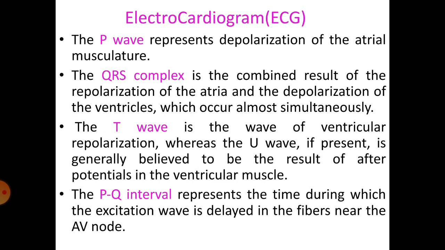The P wave represents depolarization of the atrial muscle. The QRS complex is the combined result of the repolarization of the atria and the depolarization of the ventricles, which occur almost simultaneously. The T wave is the wave of ventricular repolarization, whereas the U wave, if present, is generally believed to be the result of after-potentials in the ventricular muscles. The PQ interval represents the time during which the excitation wave is delayed in the fibers near the AV node.